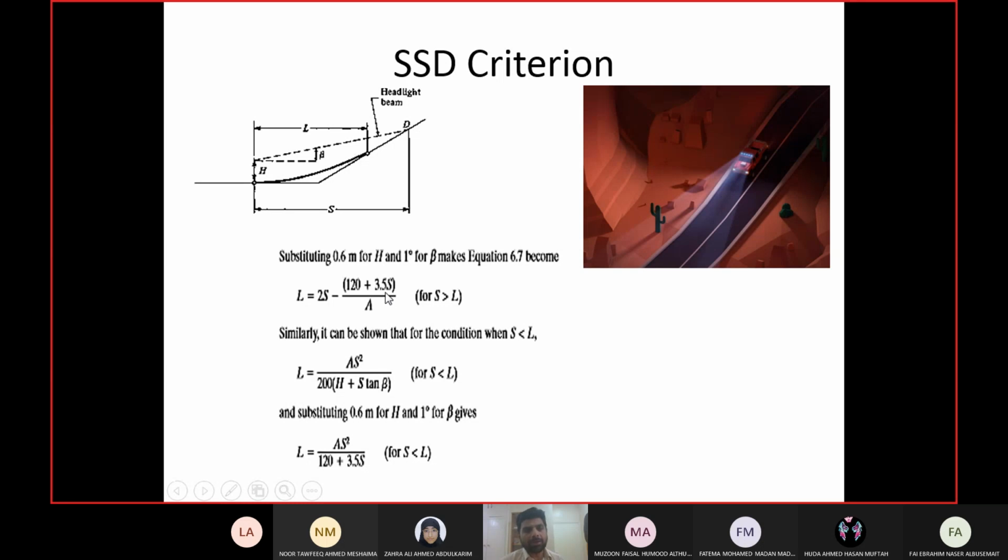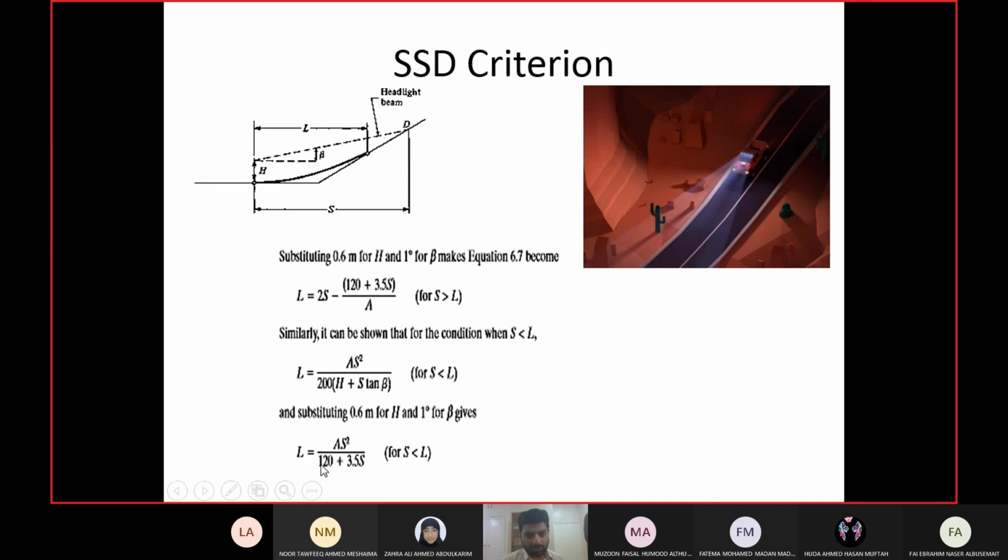Sorry for that, 200. Sorry. Lots of sorries. So when you put H as 0.6 meters, 200 into 0.6 will give you 120. So you can see 120 here. You put tangent of 1 degree and multiply by 200, you will get 3.5. So you see 3.5 here.